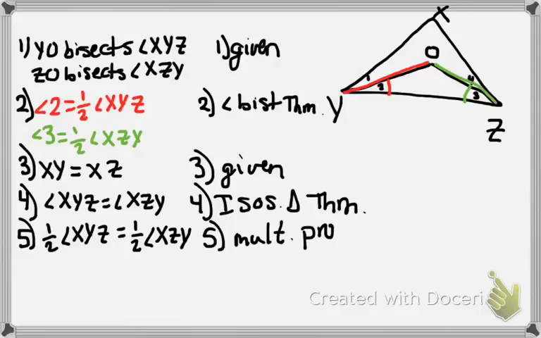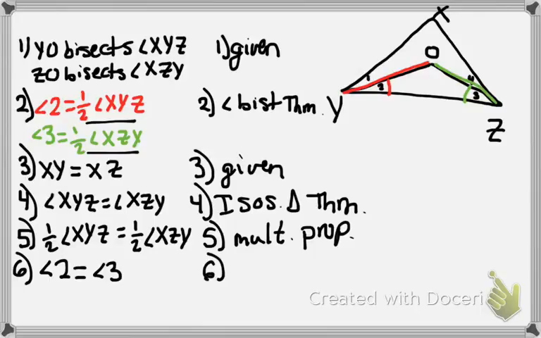We haven't used that one a lot, but this is really the only way that we use multiplication, is either to multiply by 2 or multiply by a half. Sometimes there's a 1/3 involved, but not often. Now, if angle 2 is equal to 1/2 xyz, I can substitute angle 2 in there. And if angle 3 is equal to 1/2 xzy, I can substitute angle 3 in there. So that's the substitution property.